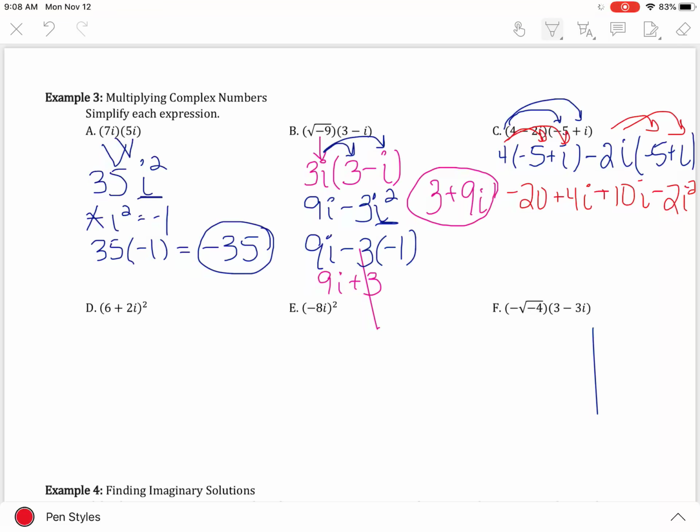So we can combine like terms again, as well as we can get rid of this i squared over here. So let's get rid of that i squared first. A negative 2 times i squared is the same thing as a plus 2. Remember, a negative times a negative is a positive. Now we can combine like terms really easily. You'd have negative 18 plus 14i. Final answer.